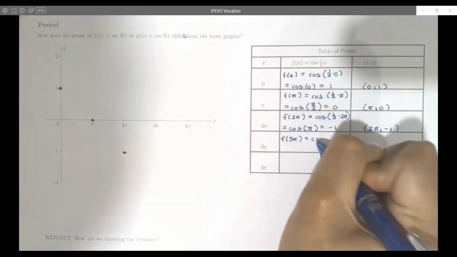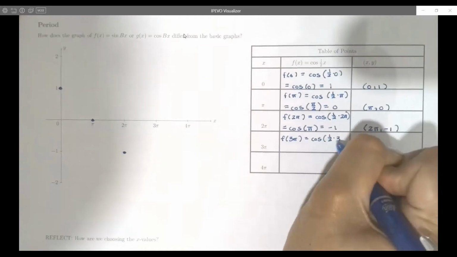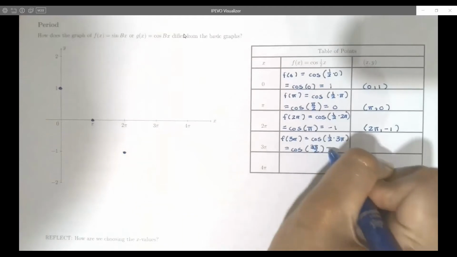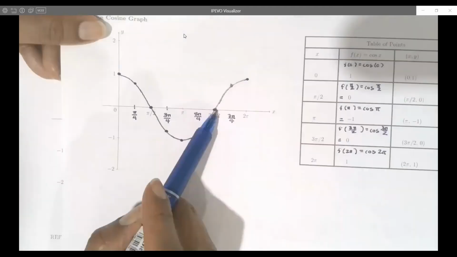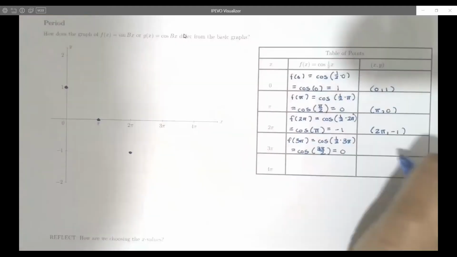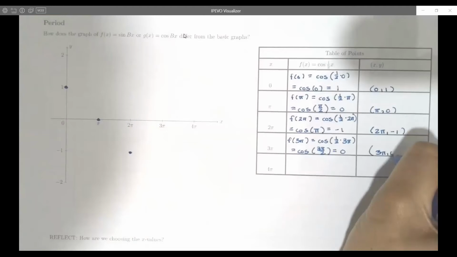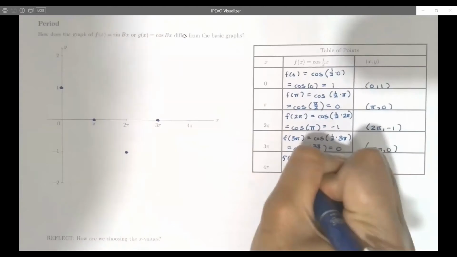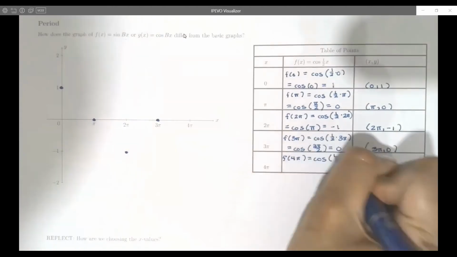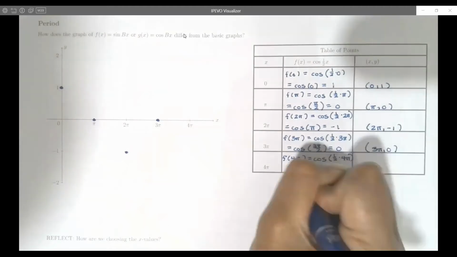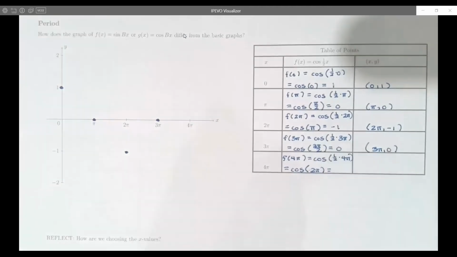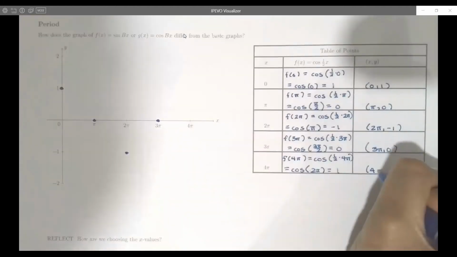Okay, and then for 3 pi, we have 1/2 times 3 pi, which is cosine of 3 pi over 2. And cosine of 3 pi over 2 is 0, so we get 0. That means that we have the point 3 pi, 0, which is here. And one more, 4 pi. That is cosine of 1/2 times 4 pi. So that'll be cosine of 2 pi, which is, again, if you take a look at this, or if you punch it into your calculator, you're going to get a 1. So we get 4 pi, 1.